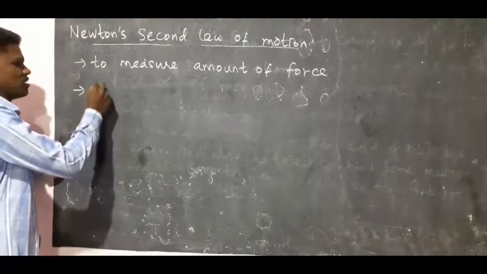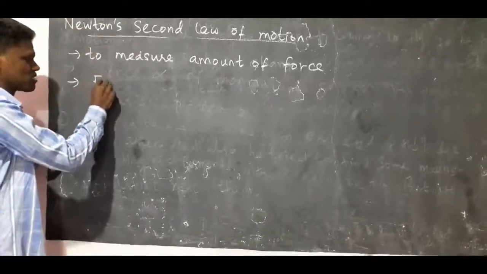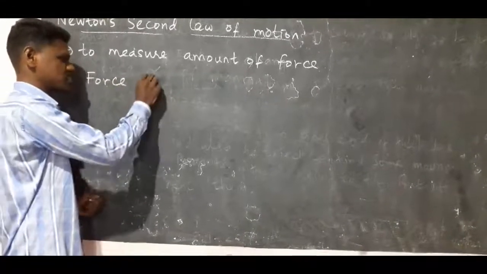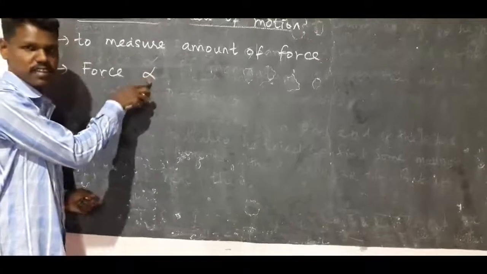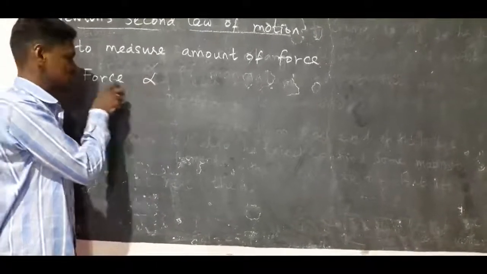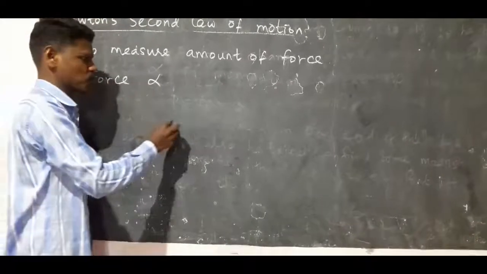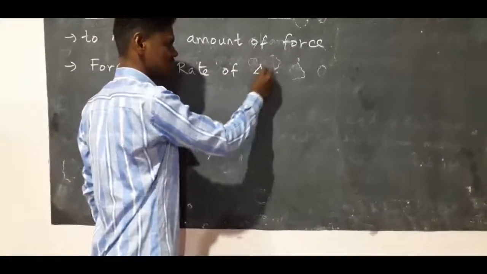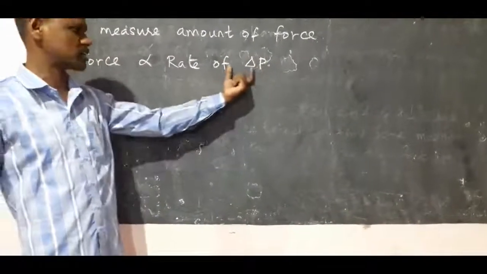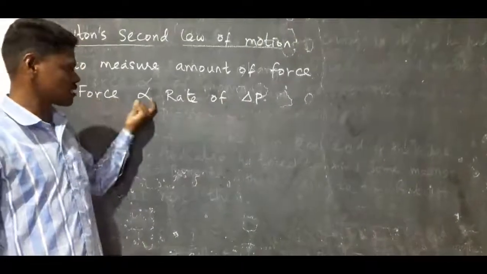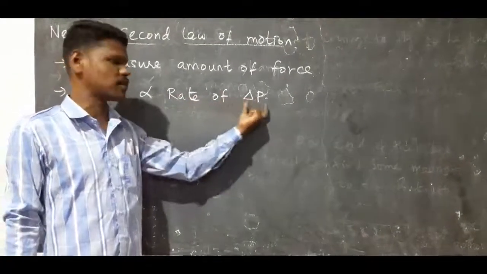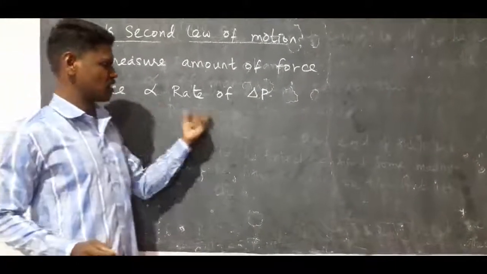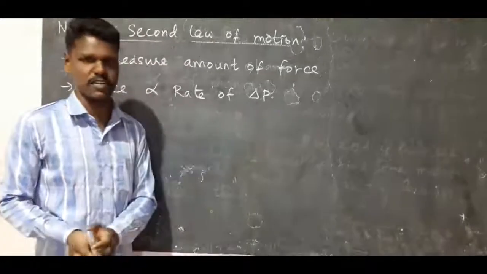The second one, that statement, is that the force acting on the object or body is directly proportional. This symbol denotes directly proportional. So the force acting on the object is directly proportional to the rate of change of linear momentum, or rate of change of momentum. The direction of force is along the change in the momentum.